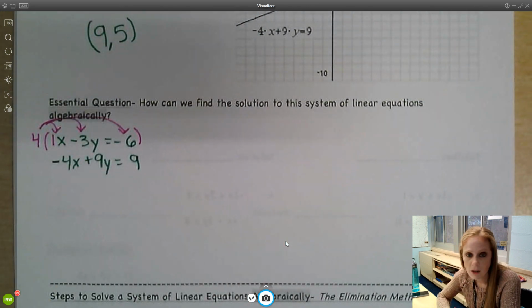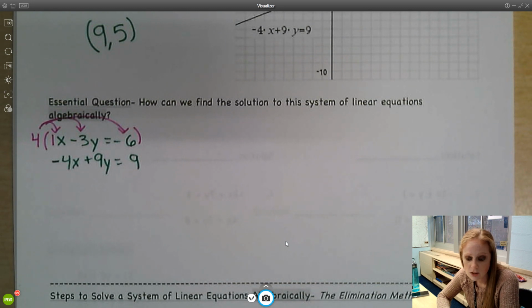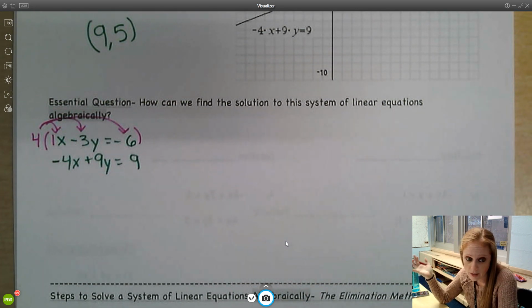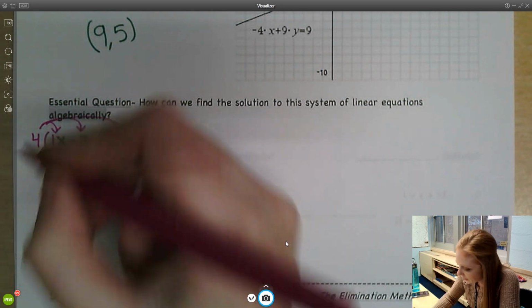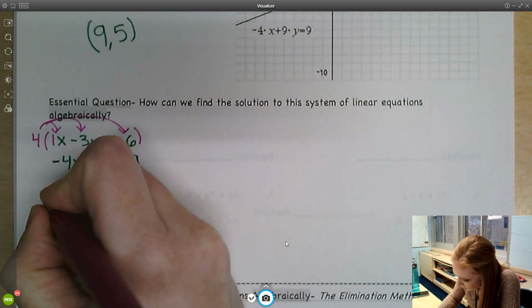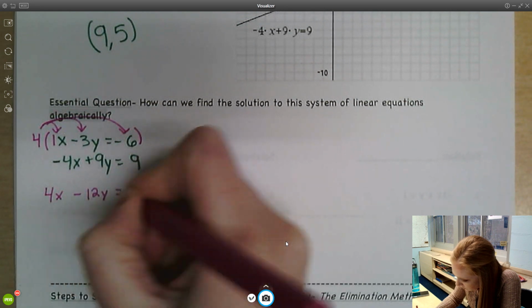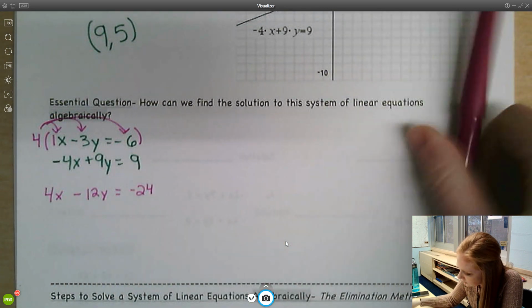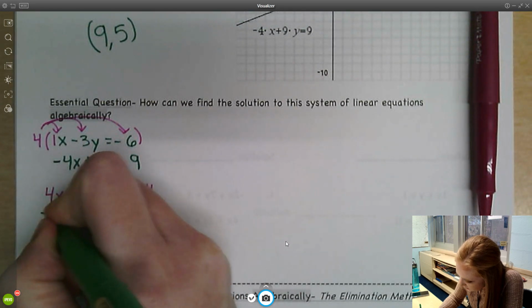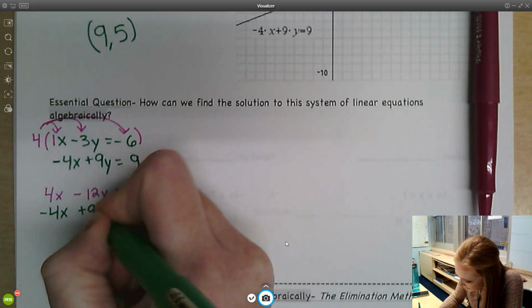You have to multiply the entire equation because that's the only way to keep it balanced. You can't just multiply one term by 4. You're going to have to do it throughout the whole equation to keep it balanced. And then you're allowed to do that. So let's multiply everything in the first equation by 4. Then I'll get 4x minus 12y equals negative 24. All right, and then I'm just going to keep my other equation the same. We don't need to multiply that one by anything.